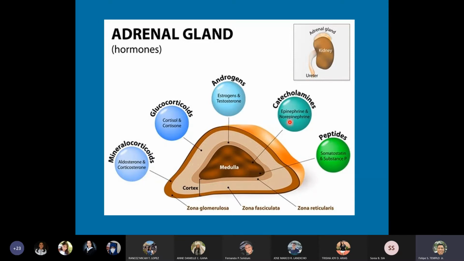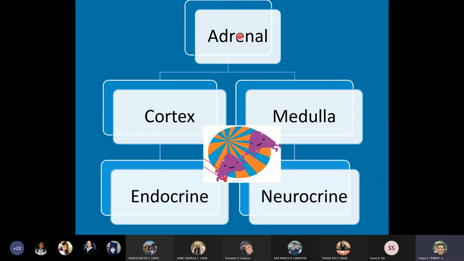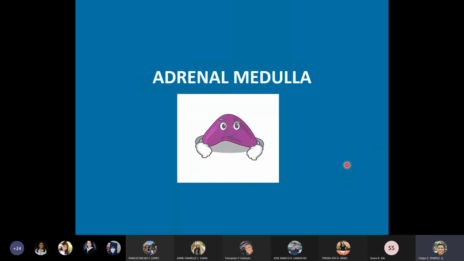And of course, your medulla secretes your catecholamines, epinephrine, and to some extent some of the peptides like somatostatin and substance P. So actually, the adrenal gland is a combination of two organs. Your adrenal cortex is your endocrine part, while the adrenal medulla is more of the nervous or neurocrine, what we term. But because they are taken together as one, and it is part of a gland, the adrenal medulla is also considered an endocrine gland.